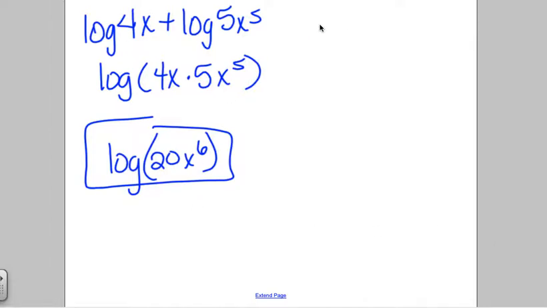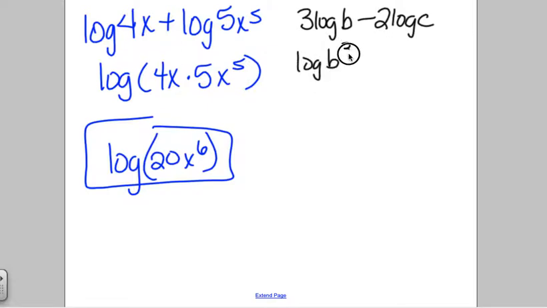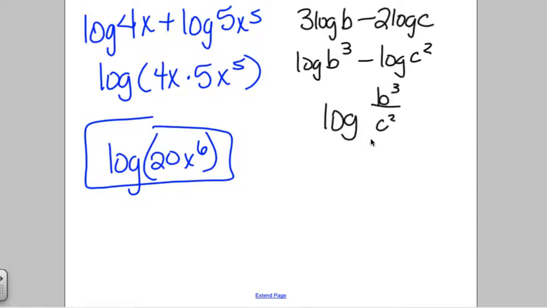Okay, what if I have something where I'm subtracting? What if I have 3 log b minus 2 log c? These coefficients come inside as exponents, so that means I would have log b cubed minus log of c squared. When I'm subtracting, what I do to condense is I divide. So log of b cubed divided by c squared. And this is condensed.